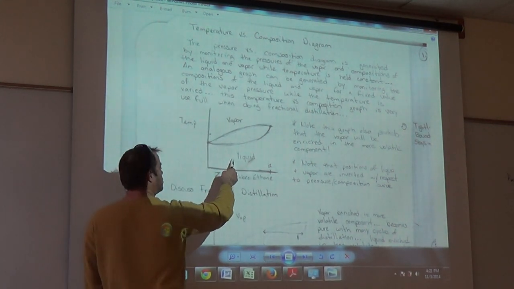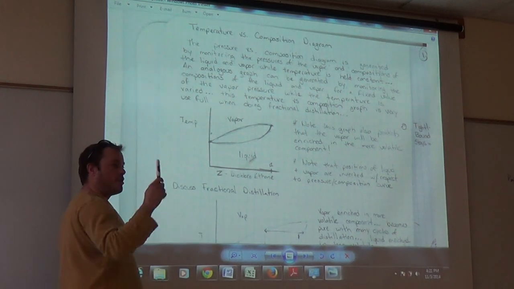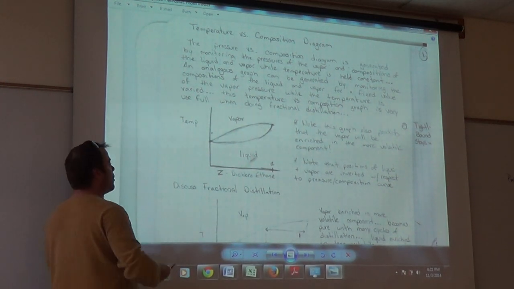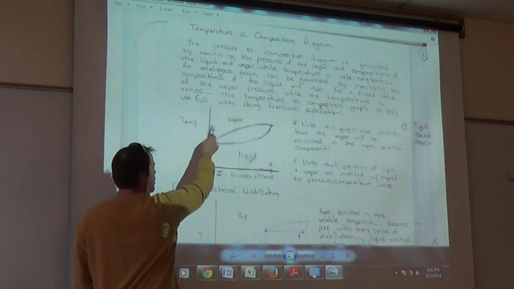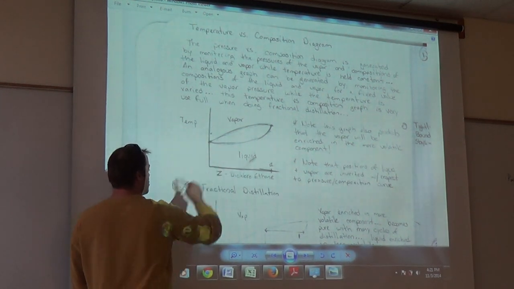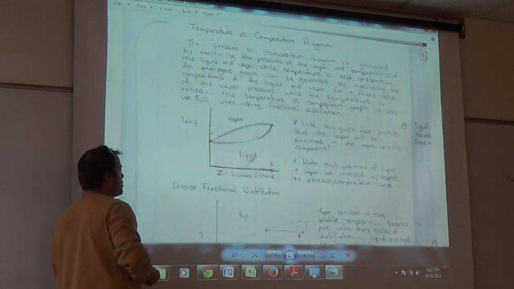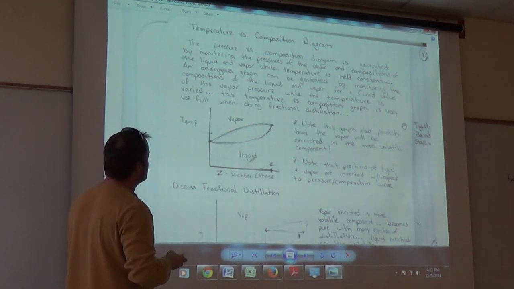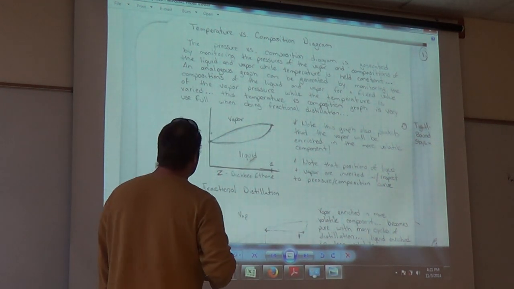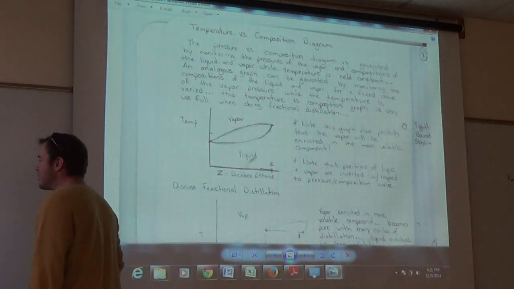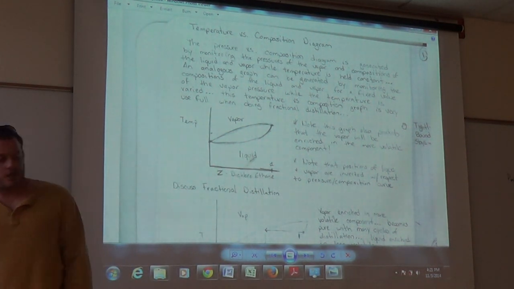You'll notice that because we're dealing with temperature now instead of pressure, the positions of the liquid region and the vapor region are inversed with respect to one another. If we go high in temperature, we end up favoring the vapor phase. If we go low in temperature, we end up favoring the liquid phase. And so liquid and vapor are reversed in their positions.